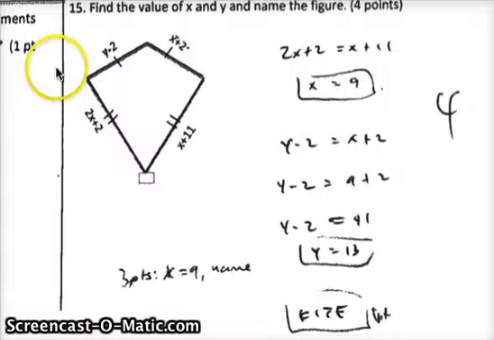Now you can take 9 and put it into this equation up here to solve for y. If 9 here, 9 plus 2 is 11. Then you just add 2 to both sides, y is equal to 13. Backside.